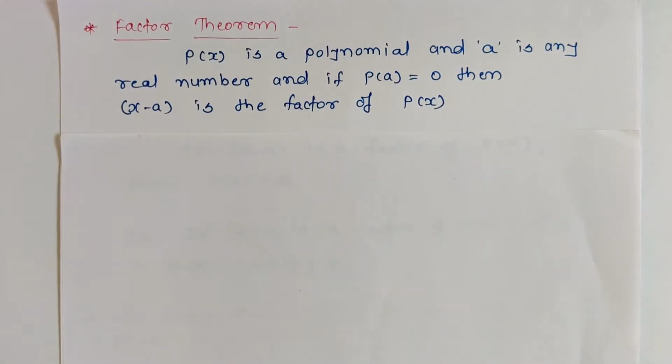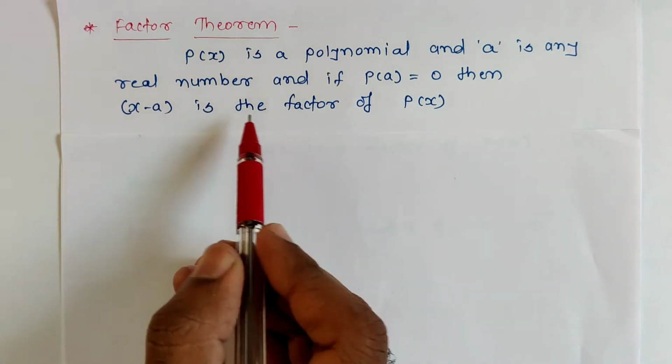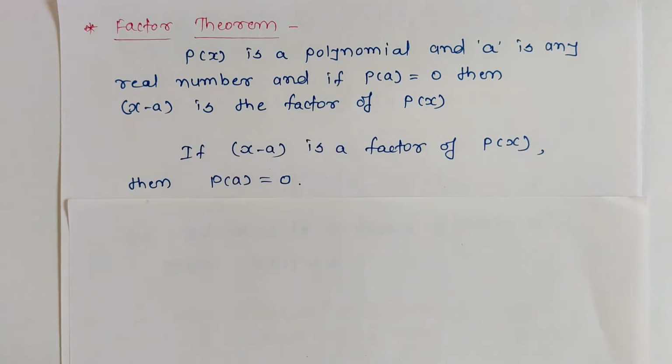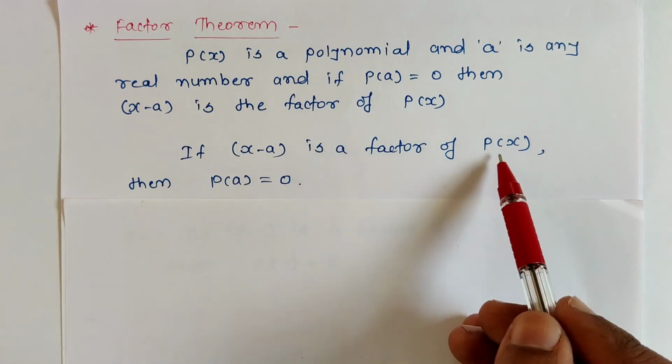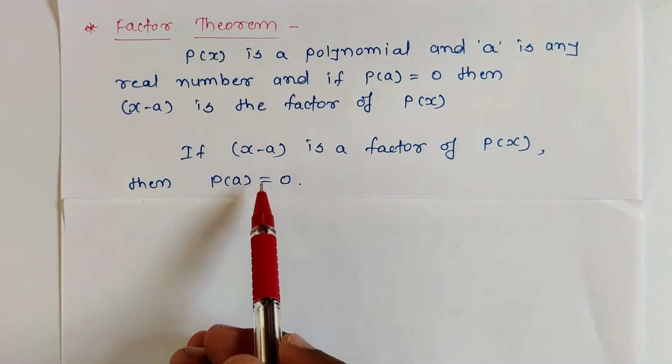The next concept is factor theorem. Suppose there is a polynomial p of x given, and if a is any real number, and if we find the value of that polynomial for a, and if p of a is equal to 0, then we say that x minus a is a factor of p of x. Or conversely, if it is given that x minus a is a factor of the polynomial p of x, then from that we can write p of a is equal to 0.